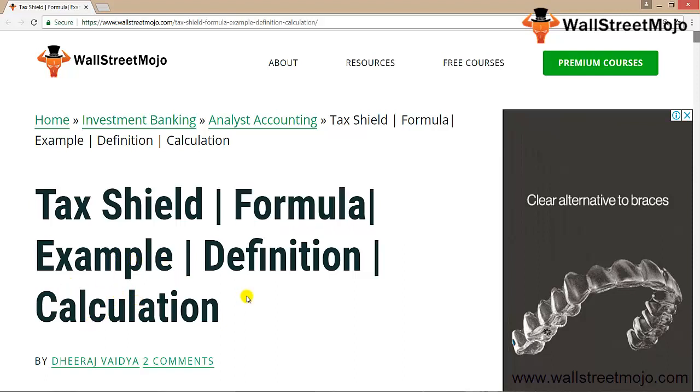At the very inception, tax shield is basically savings in the taxable income for corporations or individuals by deducting allowable expenses such as interest, depreciation, hospital expenses, etc. Tax shield has become a very important part of the decision-making process in project finance and corporate finance. So in this article we are going to look at tax shield in complete detail.